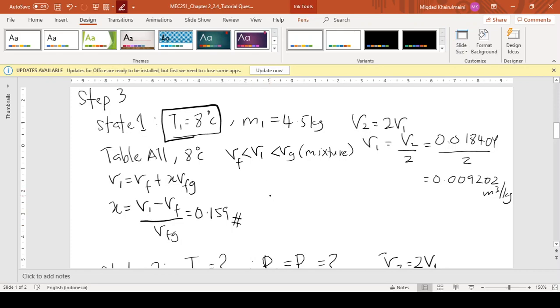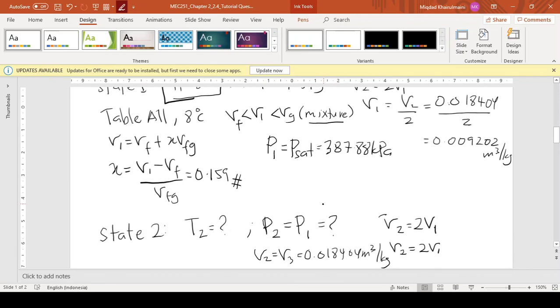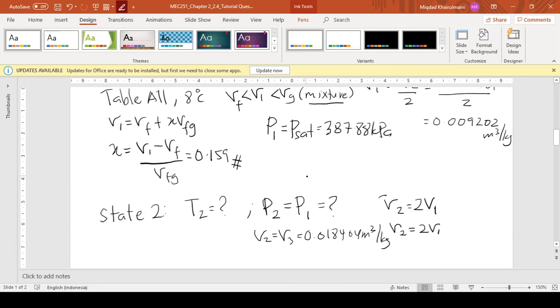All right, and the second value which we should read at state 1, remember it's state 1 and state 2 is an isobaric process, and we require the value for pressure. So at state 1 we should read the pressure also. Since the phase is a mixture, the pressure should be equal to the saturation pressure. So here the value for saturation pressure is 387.88 kilopascal. So this value for pressure is now equal to the pressure at state 2. So here is 387.88.